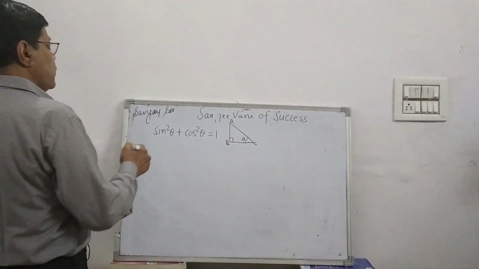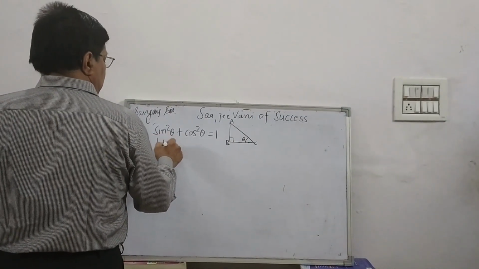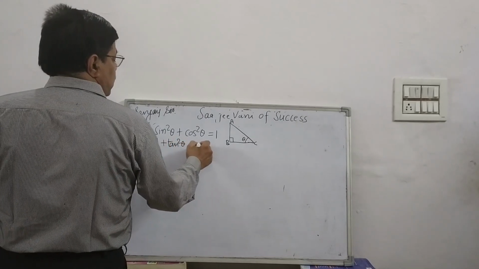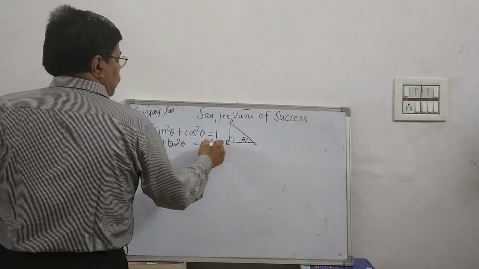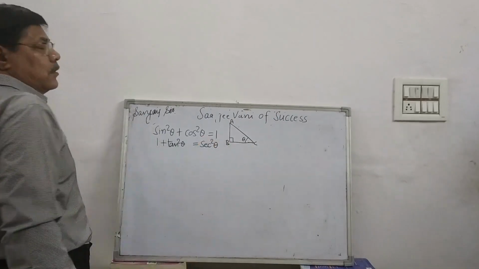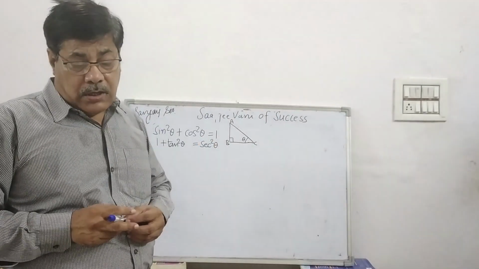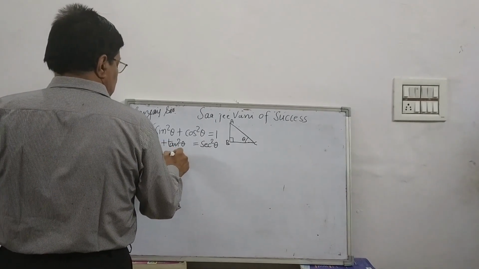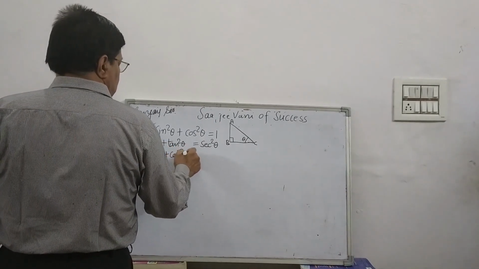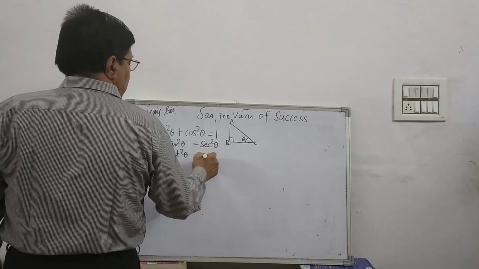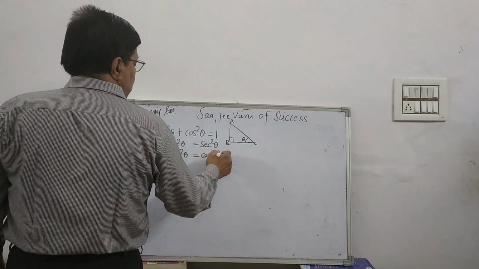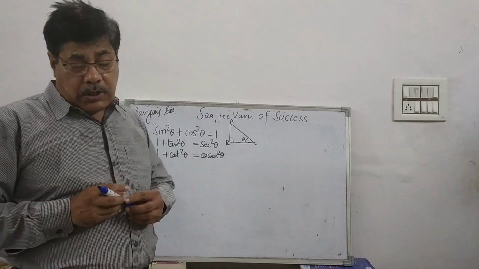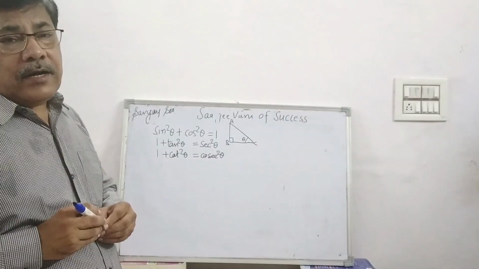Clear? Next is 1 plus tan square theta. This will be equal to sec square theta. Clear? Okay. Now third is 1 plus cot square theta. This will be cosec square theta. So these are the three formulas of the trigonometrical identity.